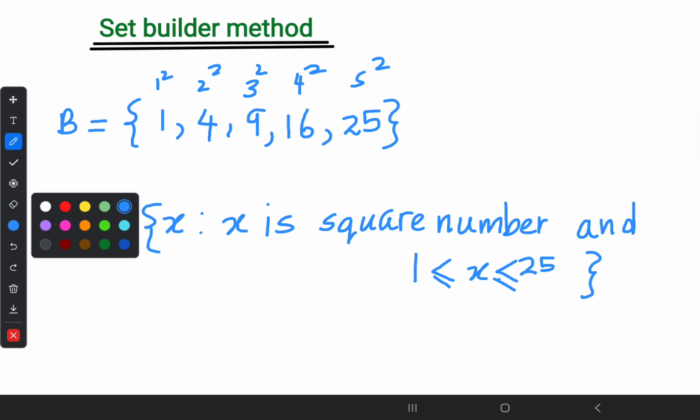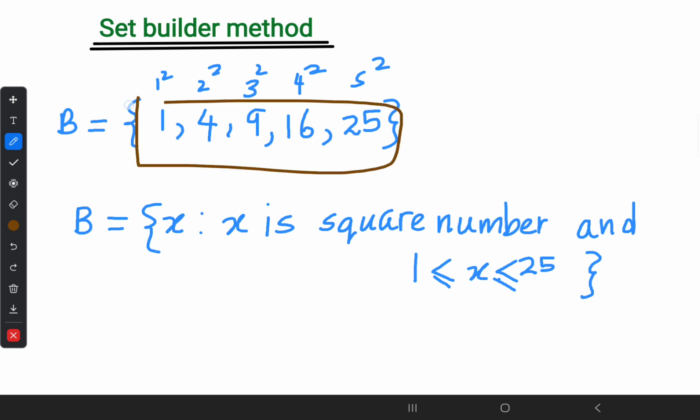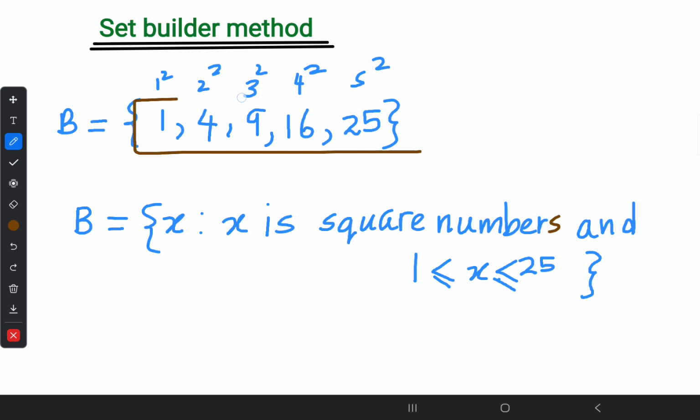I will explain this again from the beginning as well. Look at this. B is equal to, inside the curly brackets, we have the solutions. But we don't know what would be the question. That's what you have to find here. So we will consider the question belongs to the given set. It would be x. So B is equal to x colon x is a square number. These are square numbers, no? By observing, we can identify that.